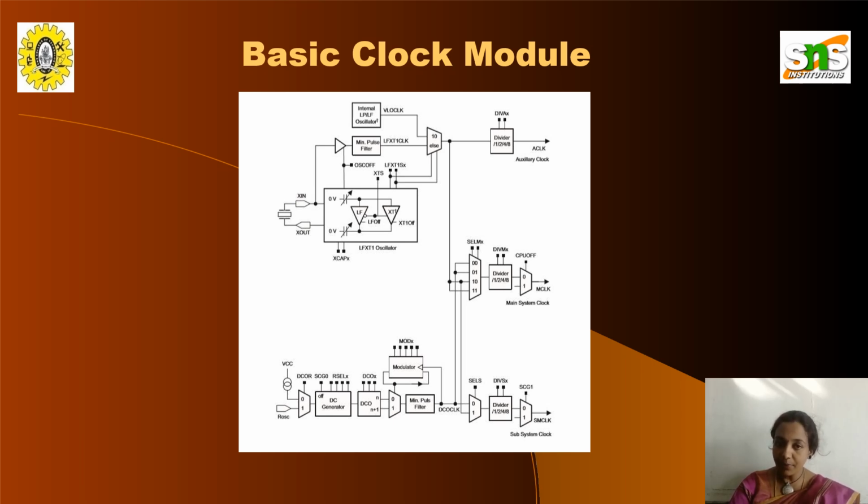So here we have the dividers, the input pins, output pins, the NOT gates, the pulse filter, the DC generator, which generates the DC power supply, the modulator, which modulates the power supply, amplifiers, and oscillators to produce the clock signal. Pulse filters are there to reduce the noise, and internal oscillators are there to generate the clock signals. So this is nothing but the basic clock module.